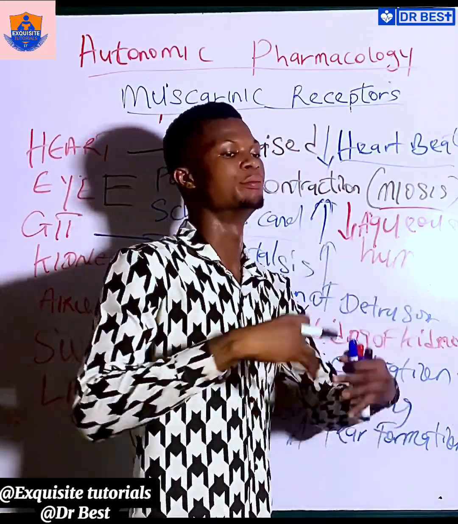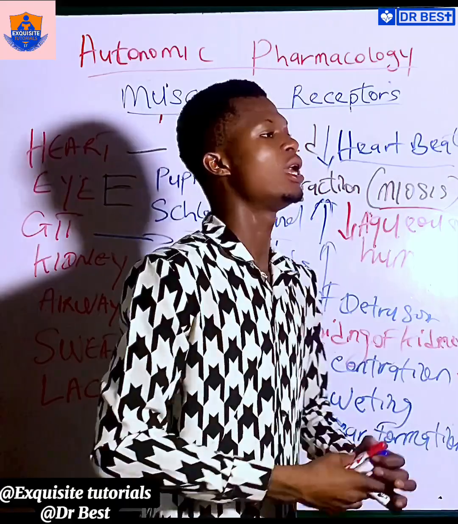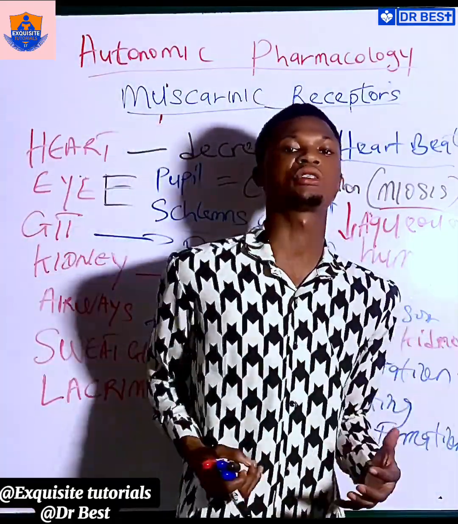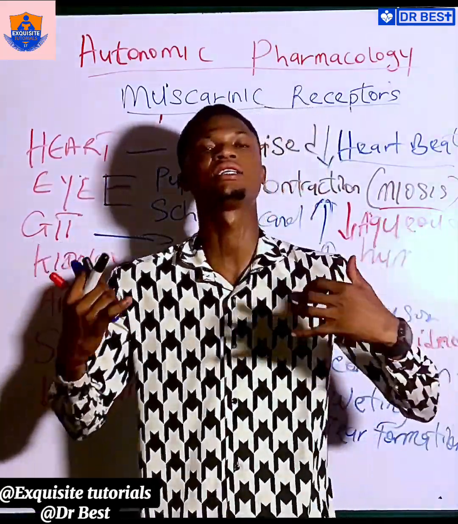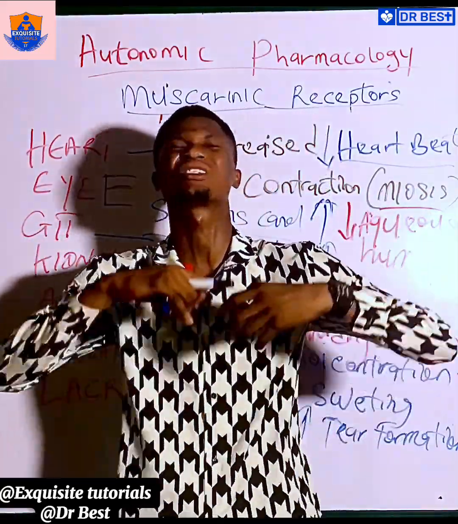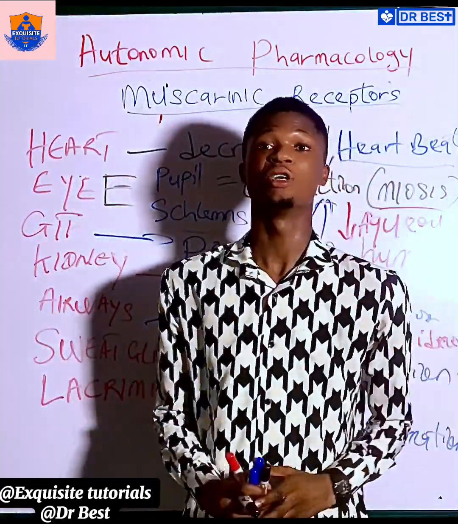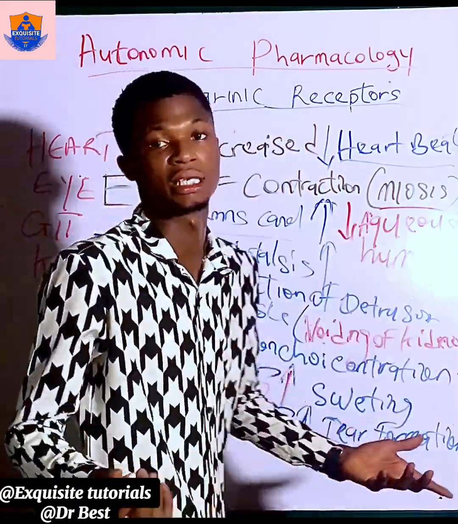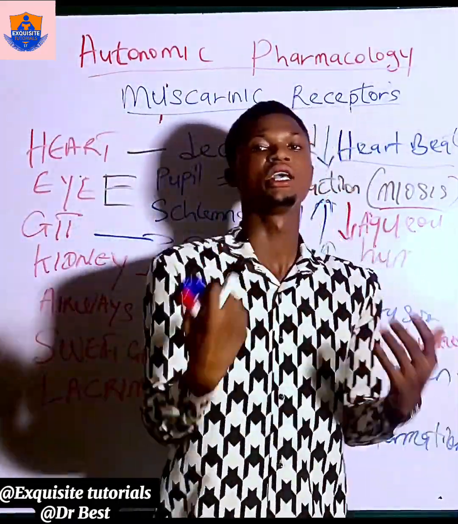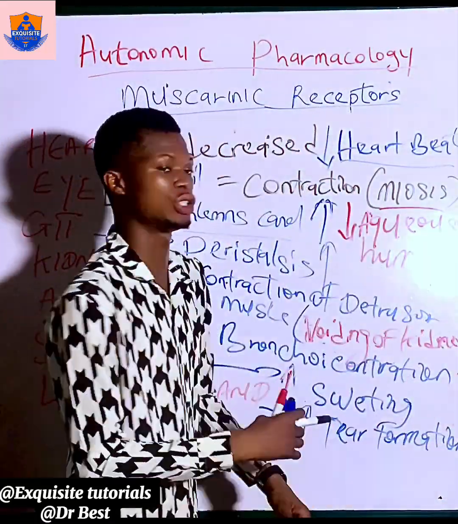So, if you forget anything, and you cannot actually remember the function of the muscarinic receptors in an organ, just remember that in most organs of secretion, it causes increased secretion. So when you remember tear gland, your mind will just tell you increased secretion of tears. Your sweat gland, your mind will tell you increased sweating. Your GIT, increased peristalsis. So just have in mind that anything that has to do with secretion, it increases.